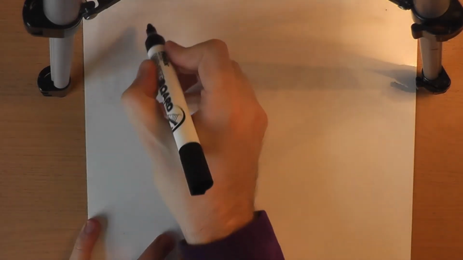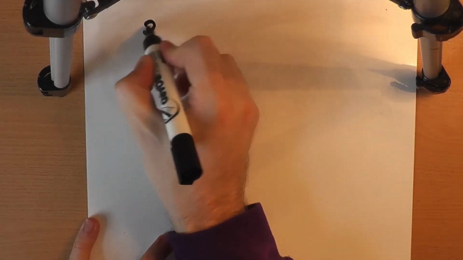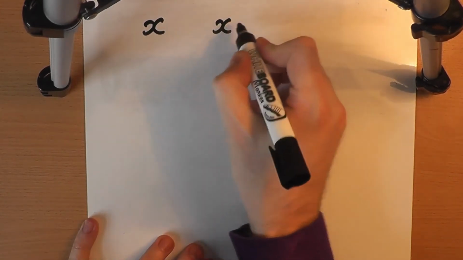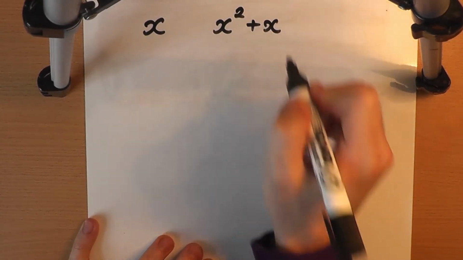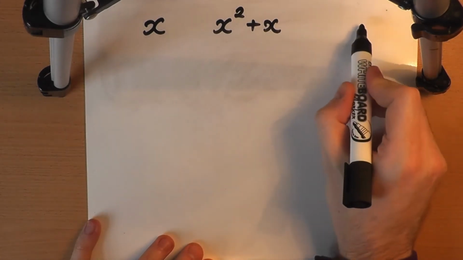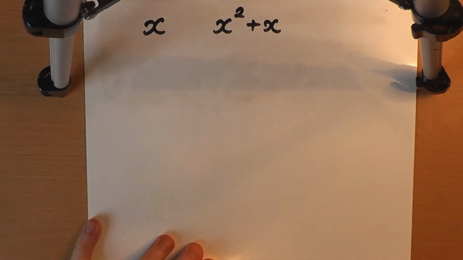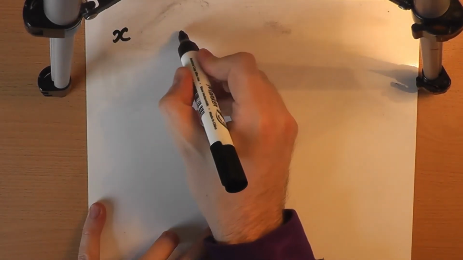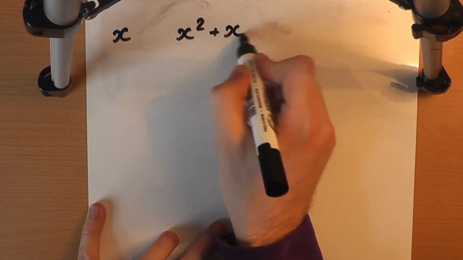What we're going to do is we're going to draw a table. We're going to do this for any of these questions. We're going to have a column for x, we're going to have a column for the actual equation, in this case x squared plus x, and then we're going to have a judgment column. I will explain what that one is when we get to it.